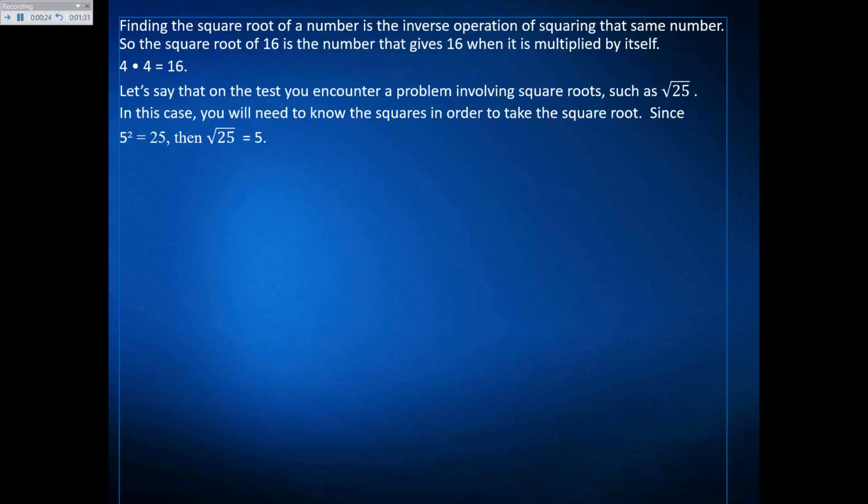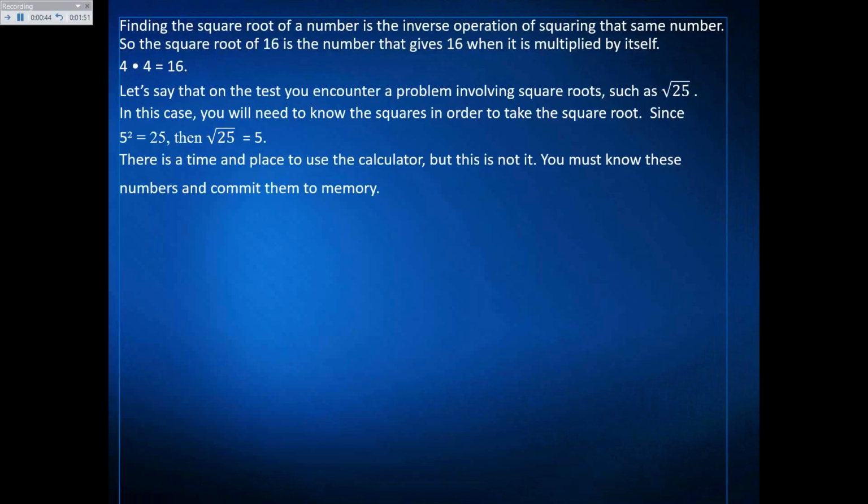Let's say that on the test you encounter a problem involving square roots, such as the square root of 25. In this case, you need to know the squares in order to take the square root. And that's why we want you to memorize it. So since 5 squared is 25, then the square root of 25 is 5. There is a time and a place to use the calculator, but this is not it. You have to know these numbers and commit them to memory.